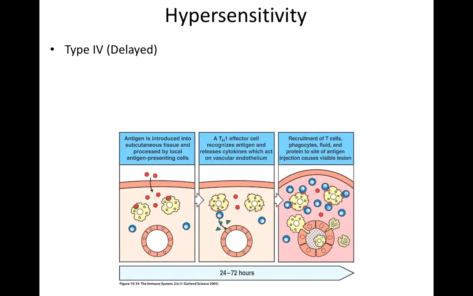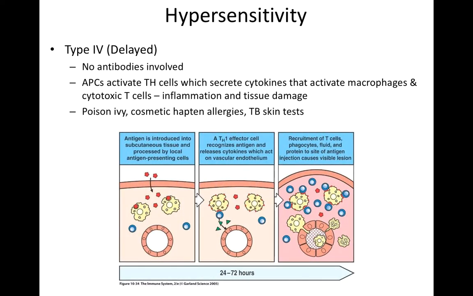Type 4 is the only one that is delayed. It can take up to 48 hours or so before you see a response. And type 4 is the only one that is not related to antibodies. So there's no antibody mediation here. It's all going to be macrophages and cytotoxic T cells. You can think of type 4 as skin related. So they occur on the surface of you.